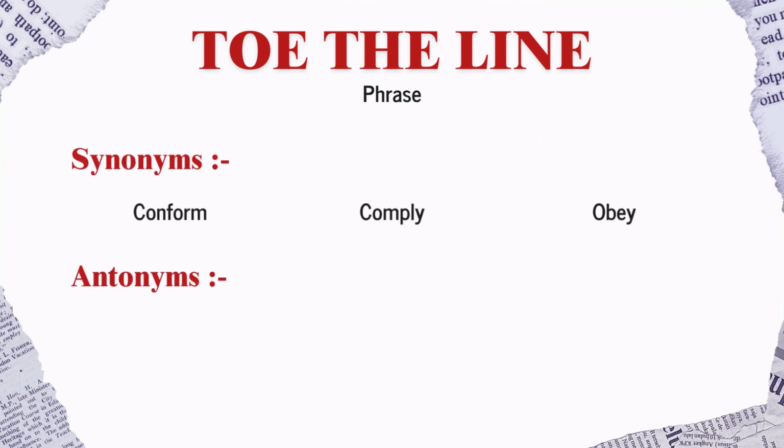Synonyms for toe the line include conform, comply, and obey. On the other hand, words with opposite meanings or antonyms include rebel, defy, and resist.